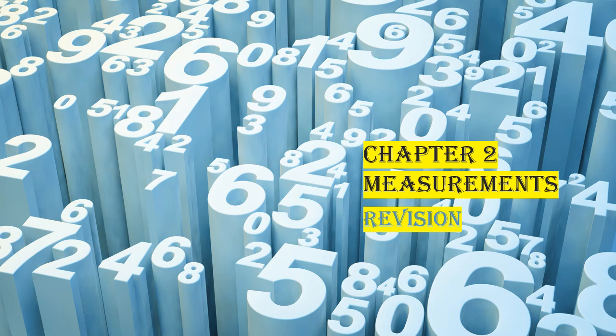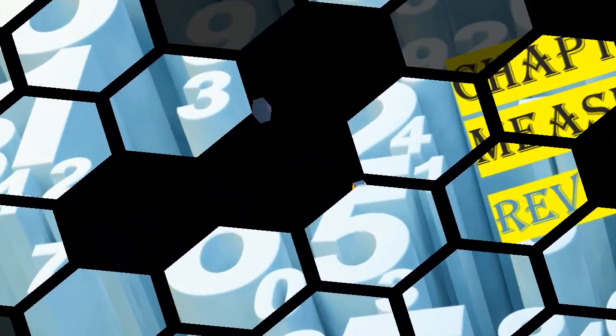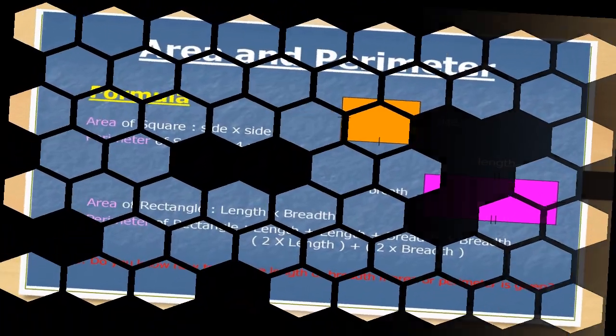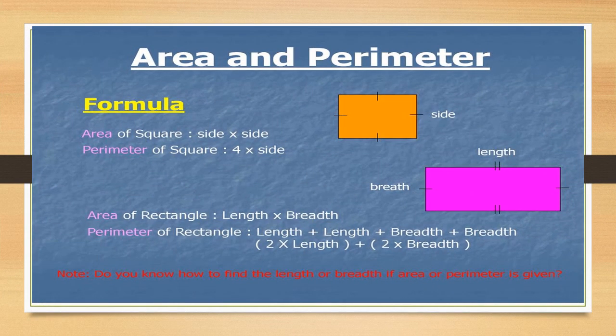Chapter 2, measurements. In the last class we learned chapter 1, integers, isn't it? Now we are going to revise chapter 2, measurements. In this chapter we are going to see how to find area and perimeter of square and rectangle. That is formula first. I am going to explain the formula.